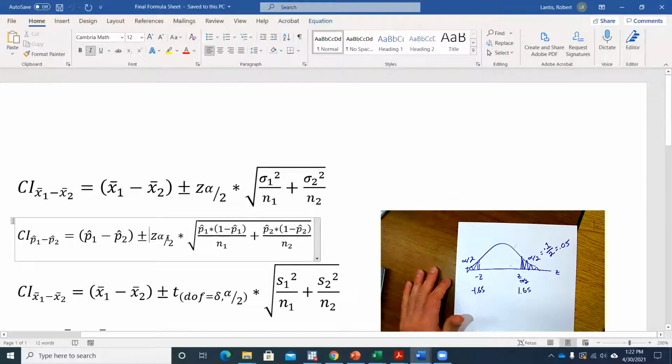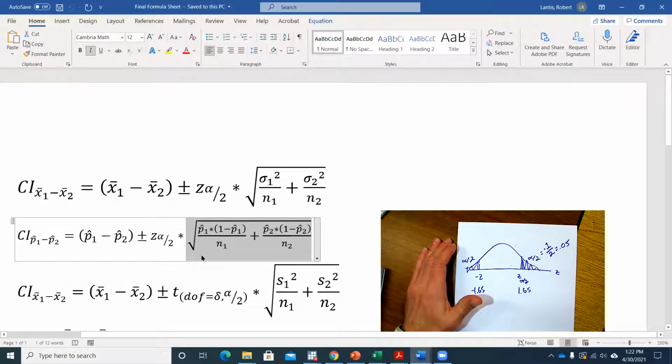Now, one trick that can make that easier: calculate this component ahead of time. This represents the standard deviation for the difference. If we calculate that ahead of time and then just plug that value in, breaking it up into steps, that can make it a little bit easier.